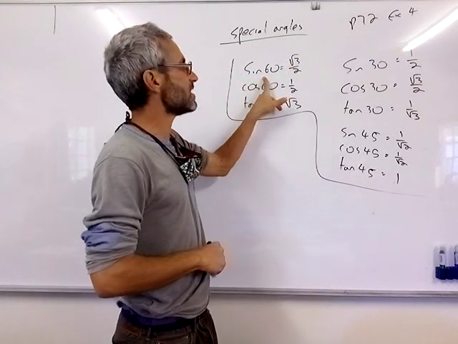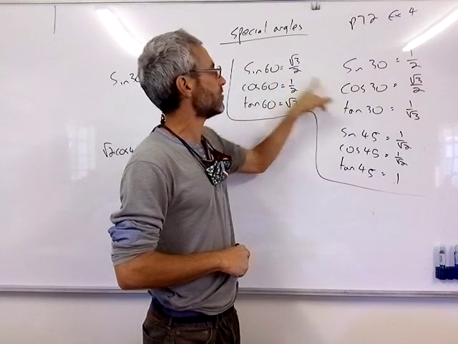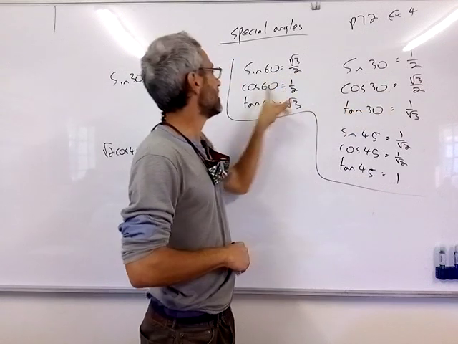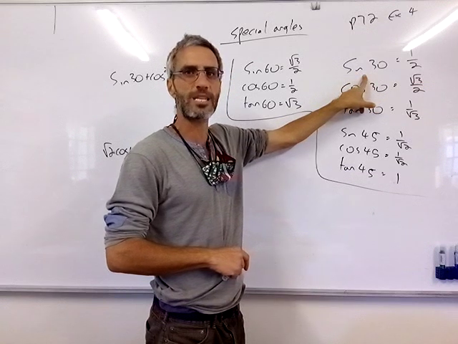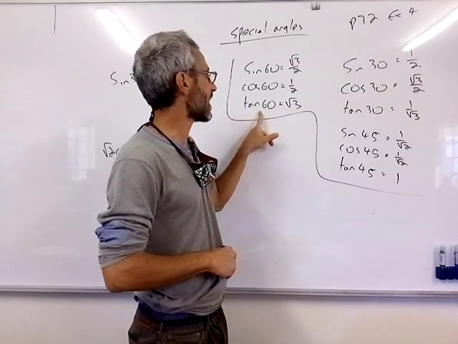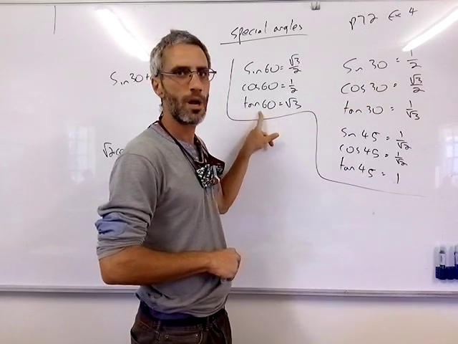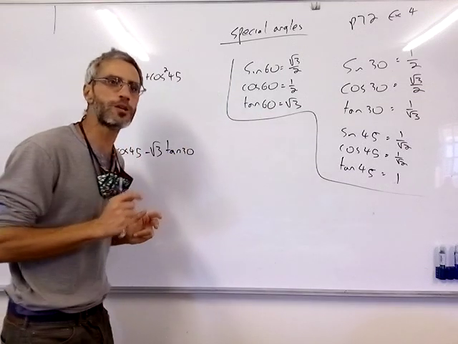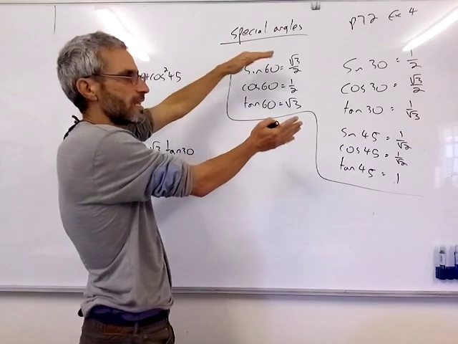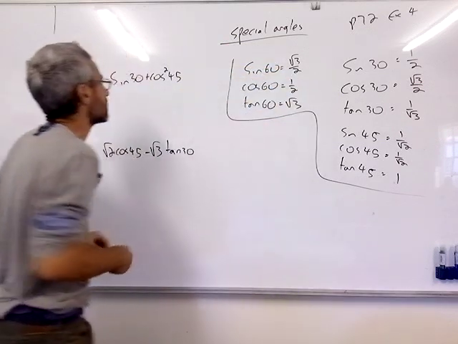Sine 60 is square root 3 over 2, just like cosine 30. Cosine 60 is half, just like sine 30, which we did come across last time. And tan 60 is square root 3. Okay? So that's just what you need to remember. Now let's practice it first, and then later on in the lesson I'll explain where these funny numbers are coming from.